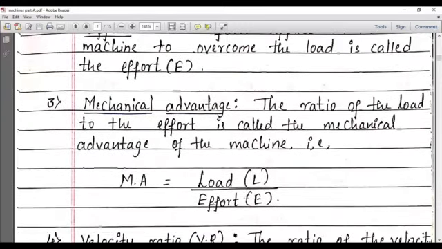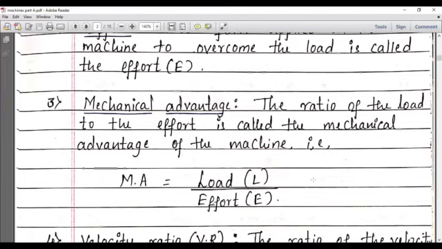Third one is mechanical advantage. Mechanical advantage is nothing but the ratio of load to effort. We know how much load we have taken and how much effort we are applying. If we take the ratio of load to effort, we will get the mechanical advantage. The mechanical advantage will be equal to 1 if load and effort are equal. When load and effort are equal, mechanical advantage will be equal to 1 mathematically.